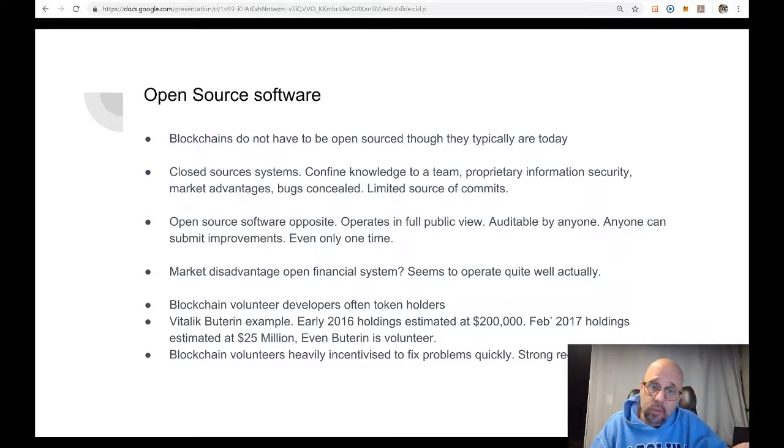There are a lot of closed source systems out there, but they tend to be more centralized and they tend to remove that decentralized feel of a blockchain. So the confined knowledge to a team, the proprietary information, is their security. And so it does give you some market advantages, allows you to conceal a lot of your bugs. But there's a limited source for your commits and a limited source for your resources. And so there's good and bad to both sides of closed source and open source software.